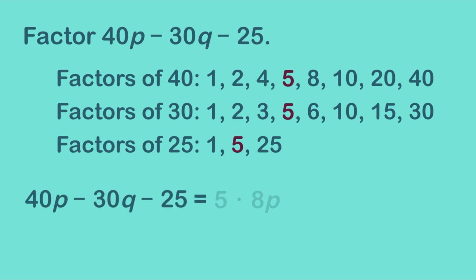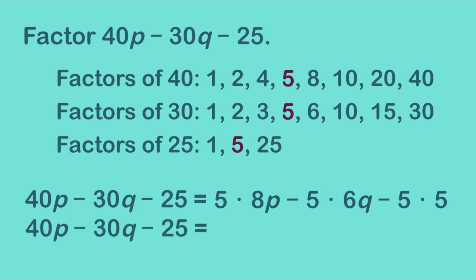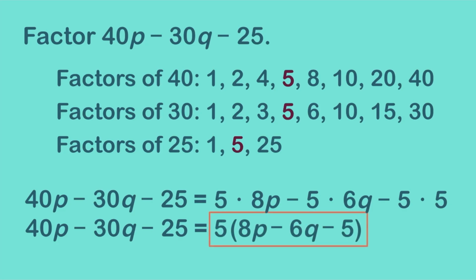40p can be written as 5 times 8p. 30q can be written as 5 times 6q. 25 can be written as 5 times 5. Finally, since all the terms share a 5, apply the distributive property. So 40p minus 30q minus 25 factors as 5 times the quantity 8p minus 6q minus 5.